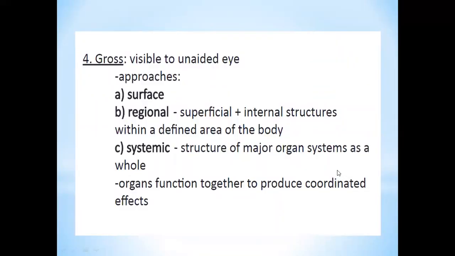Fourth method, gross. Visibility, unitary area, apertures, surveys: regional and systemic. Regional: the superficial and internal structures within a defined area of the body. Systemic: structure of major organ systems as a whole. Organs function together to produce coordinated effects.